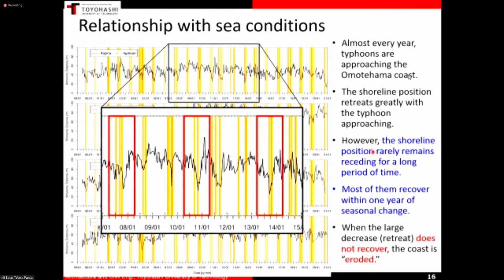However, the shoreline position did not remain receding for a long period. It suddenly decreases, but many of them can recover within 1 year within the seasonal change. So when the large decrease cannot recover, that is when coastal erosion occurs on the coast. But fortunately, on our coast, we did not find this big erosion.